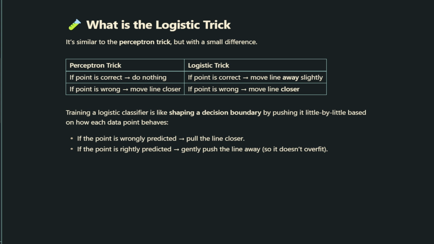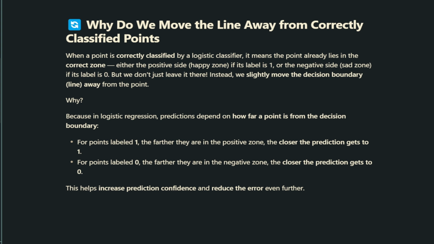So you can imagine training a logistic classifier as a process of shaping the decision boundary little by little. Wrong point, pull the line closer. Right point, gently push the line away. This constant adjustment makes the model more balanced and helps it generalize better to new data. Now, a very interesting question comes up. Why do we move the line away from correctly classified points? Let's understand this step by step.